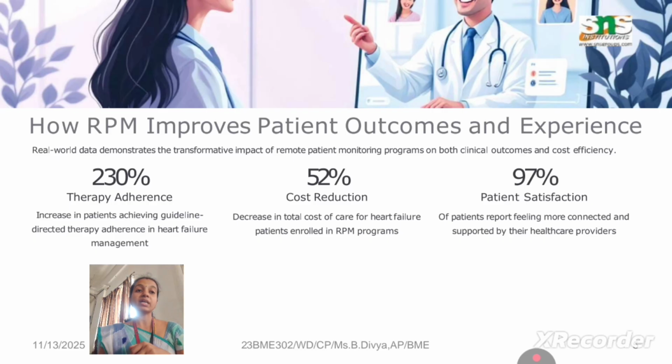97% patient satisfaction, that is the main thing we have. Nearly 100% patient satisfaction has been achieved by using these remote patient monitoring systems. Once this system is incorporated and the patient is fully educated about the components, it is very helpful for the patient to understand what is happening with their health, how it is happening, and what they need.